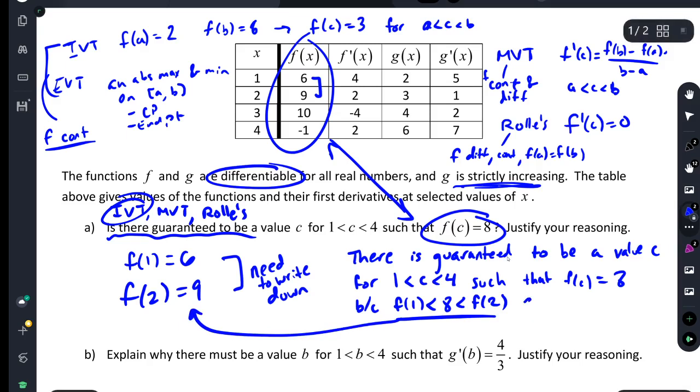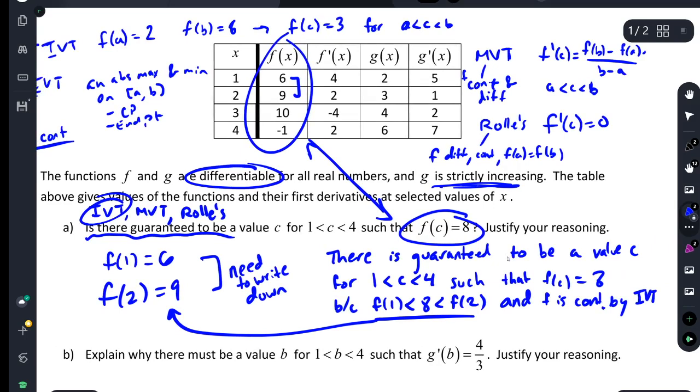The other part is to make sure we list our conditions. And f is continuous. Okay. So then, now I also need to say by what theorem I used. So then we're going to say by IVT. So by IVT, that happens. Now I can start off with by IVT. I can word this a lot of different ways.